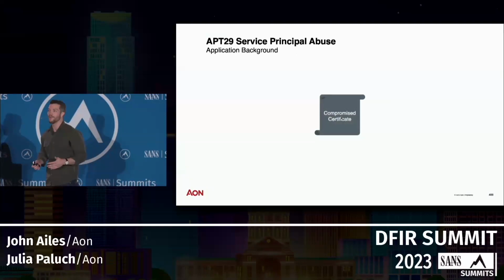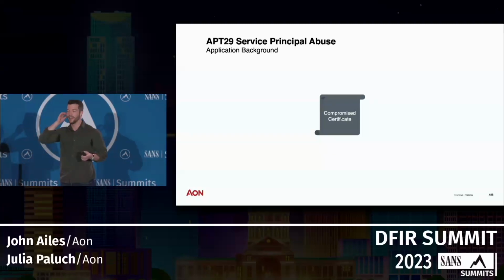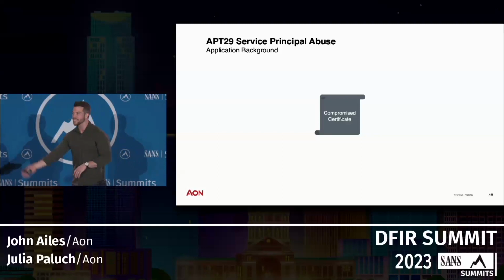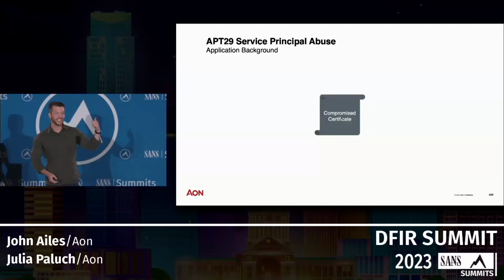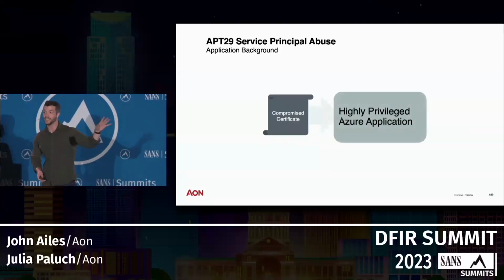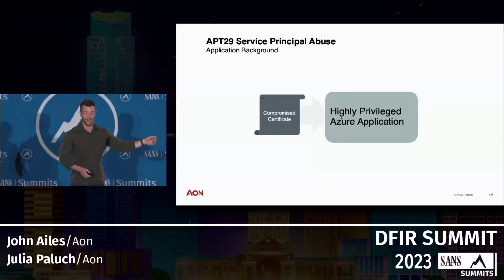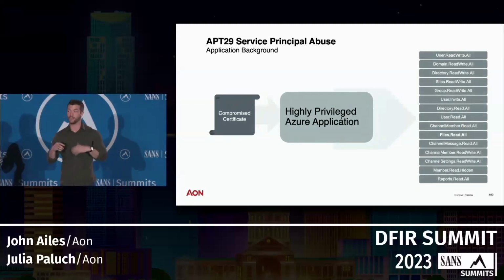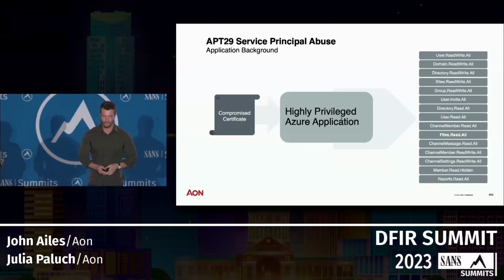So a little bit more on why we thought this case is particularly interesting. We've seen APT 29 in the past heavily leveraging Azure applications. That's not new. But this is one of the first times where we saw them not just using it for actions on objective or persistence or enumerating the environment, but actually getting into the environment. They walked in the front door by out of band compromising the certificate, and that gave them access to this highly privileged Azure application, which had a whole host of permissions, including file read all, which they were then able to use to download those additional files I was talking about earlier.